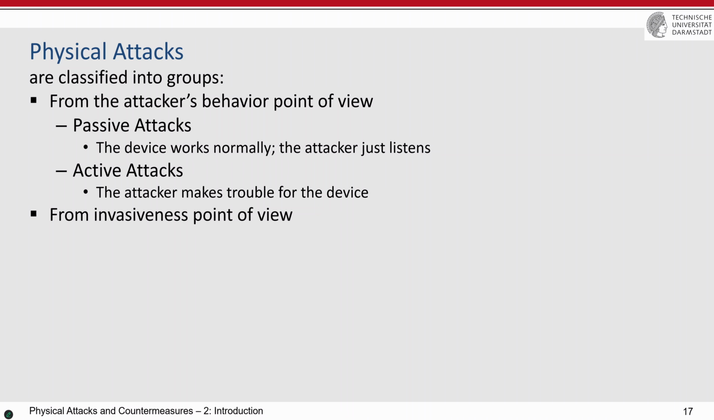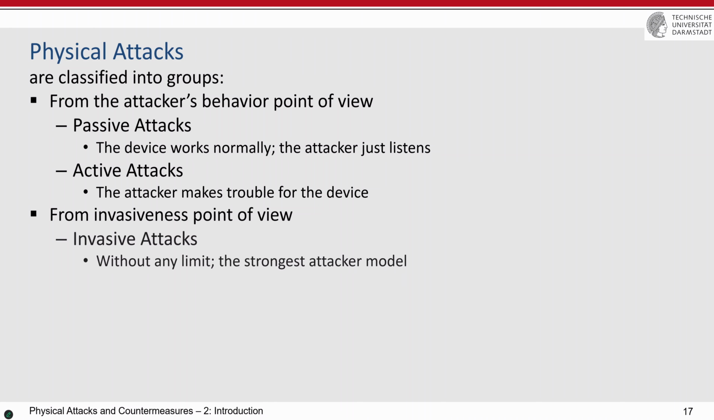But the device does not have a chance, or much chance, to understand and find out that you are measuring its power consumption or counting the number of clock cycles of the device. But some other attacks are active, like injecting a fault. It means that you disturb the device, you make some trouble for the device, and it doesn't perform the expected operation. Based on that, you classify them into passive and active.